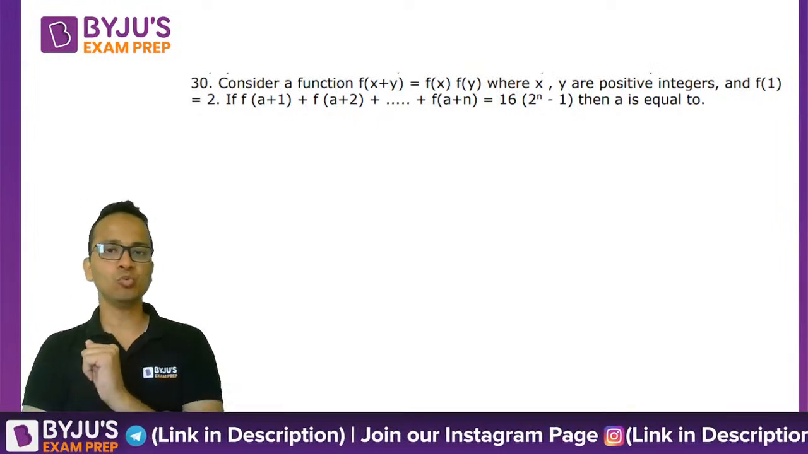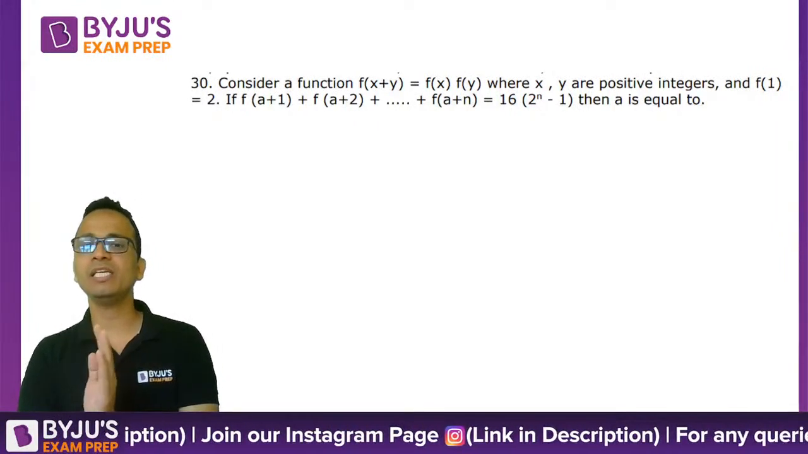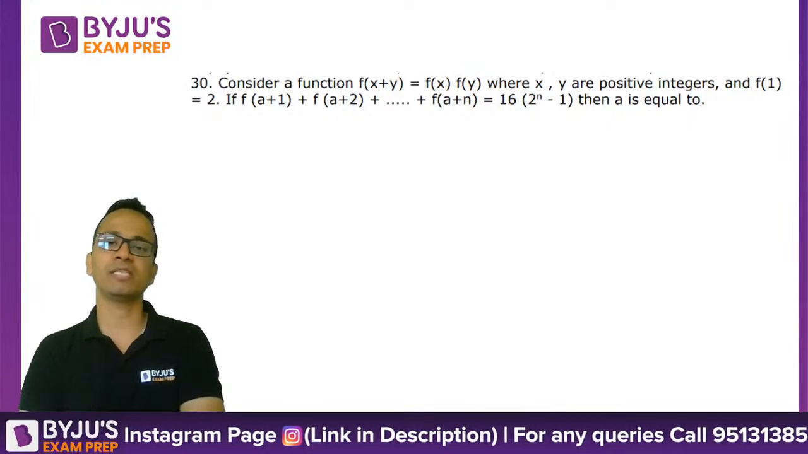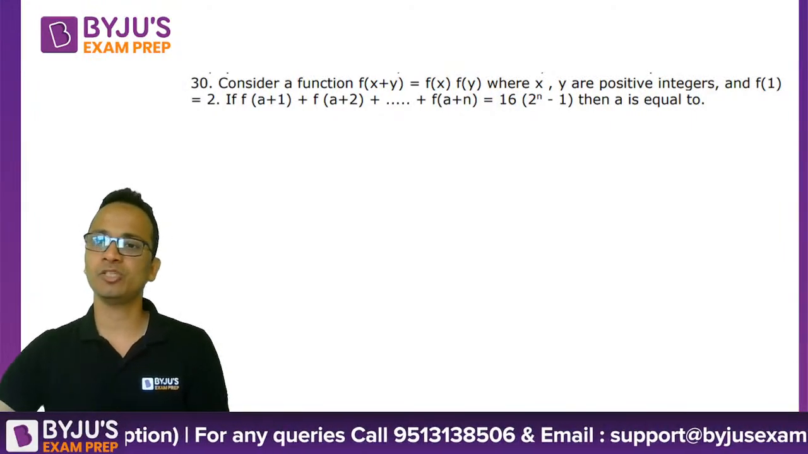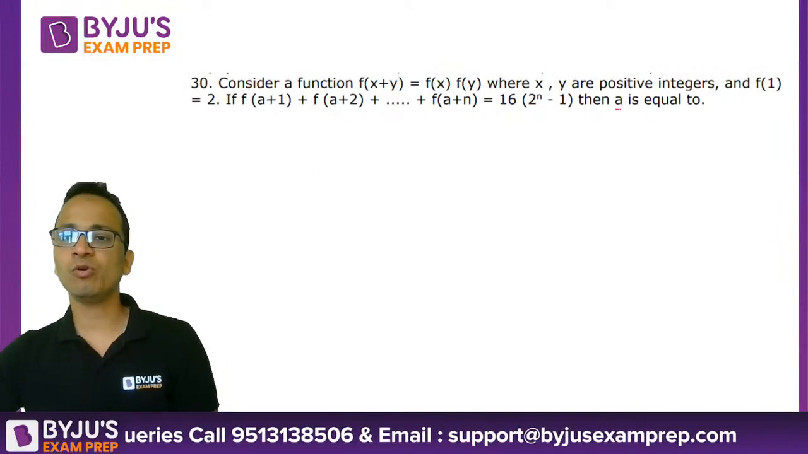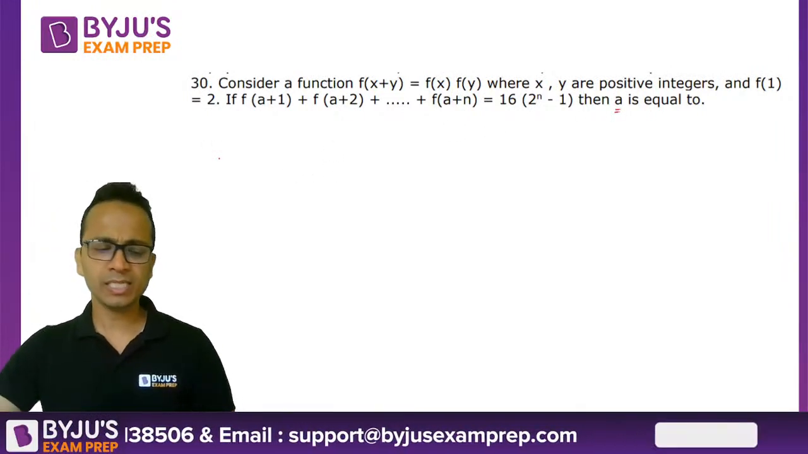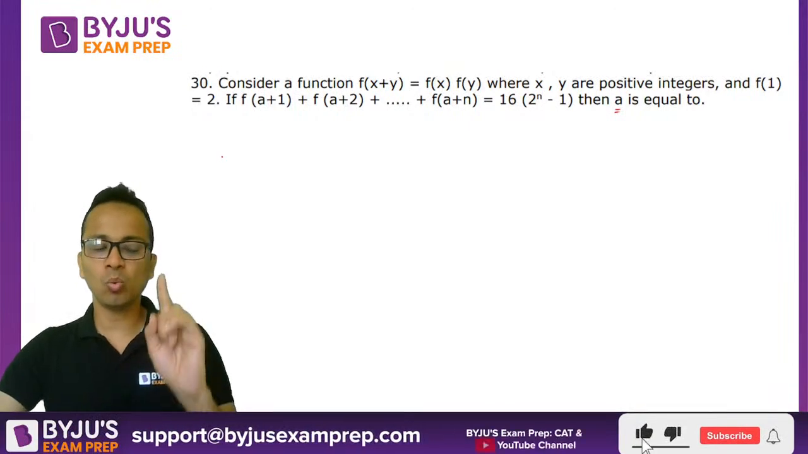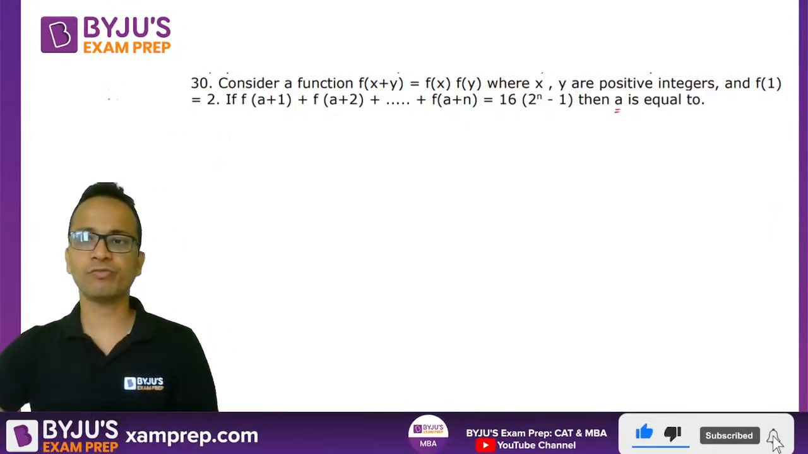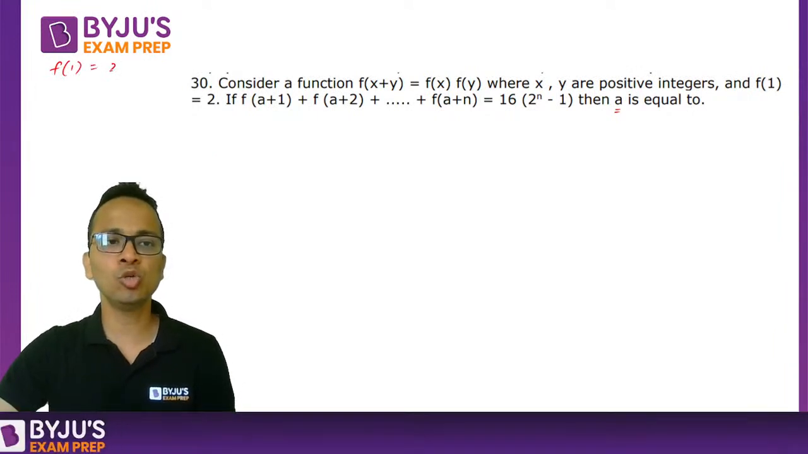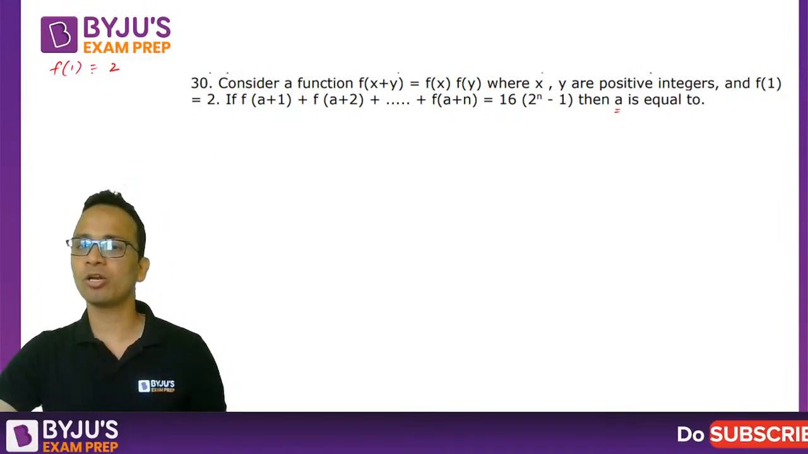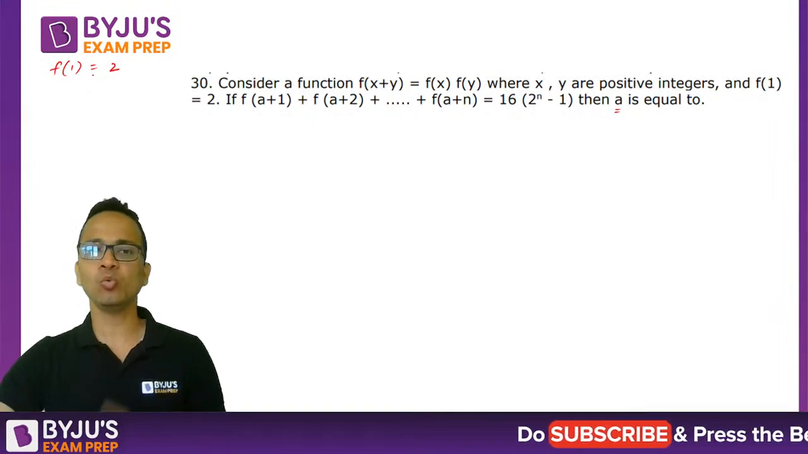f of a plus 2 plus f of a plus 3 and so on up till f of a plus n is equal to 16 into 2 raised to the power n minus 1. Then we have to find the value of f of a. Now let's consider each and every element of this question one by one. So first of all, f of 1 is given as 2. Look at the top left corner of your screen. f of 1 is 2, given.